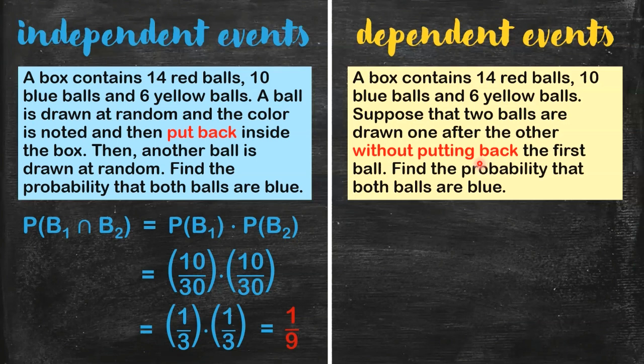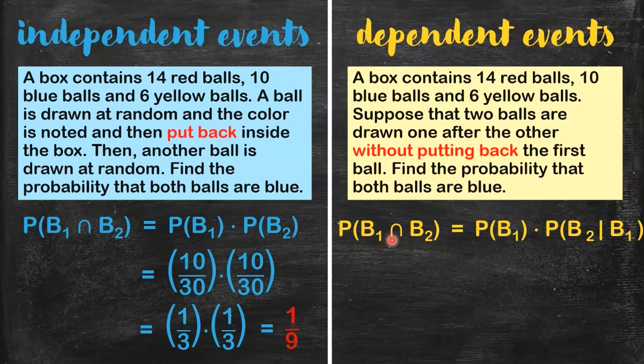Okay? And then, maapektuhan yung probability ng second blue ball. Kasi hindi nga sinole yung first blue ball. Alright? So this is how we get the probability. Okay? The probability of B sub 1 intersection with B sub 2 is equal to the probability of B sub 1 times the probability of B sub 2 given that, okay, B sub 1 has occurred. Okay? So madali lang to kapag natutunan nyo.